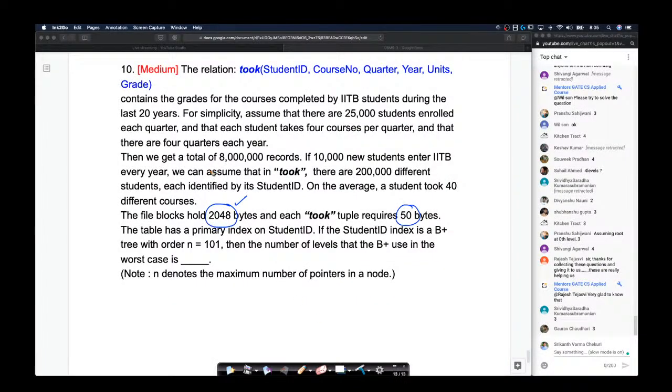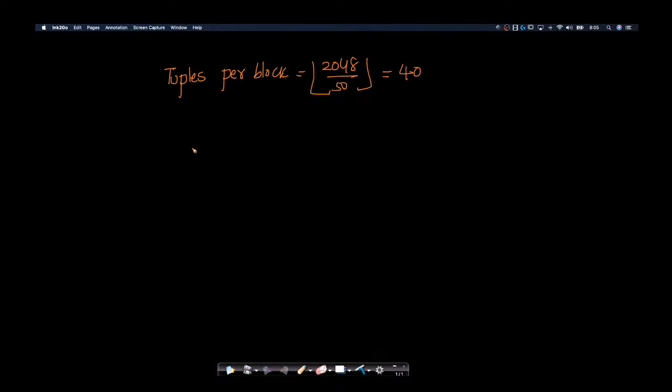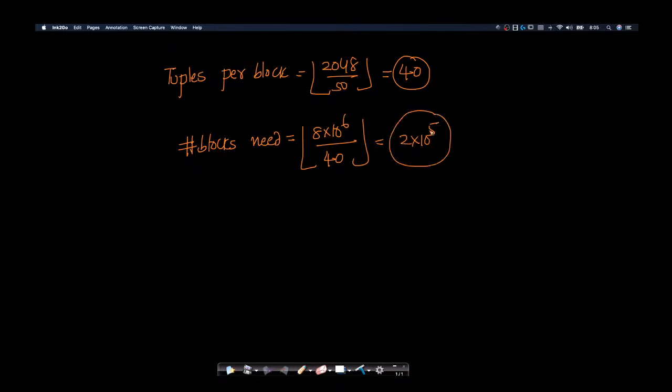Now, if you look at the question, it says there are a total of 8 million records. To store 8 million records, how many blocks are needed? 8 million is 8 into 10 power 6, and per block you can store 40 tuples. If you divide this by 40 and take the floor, you get 2 into 10 power 5. These are the number of blocks that you need to store 8 million records.